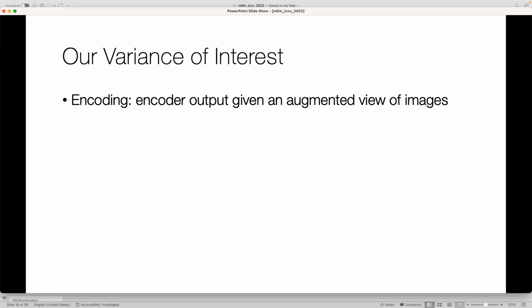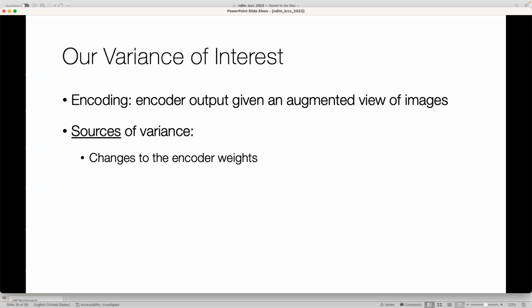So to define the variance, I would like to first say something about the encoding. The encoding is the encoder's output given an augmented view of images. With this, there are three sources of variance. The first is changes to the encoder weights; of course, it will cause a change in the encoder output. If we change the image, of course, it will also change the output. And if we change the view or the augmentation, it will also change the output.